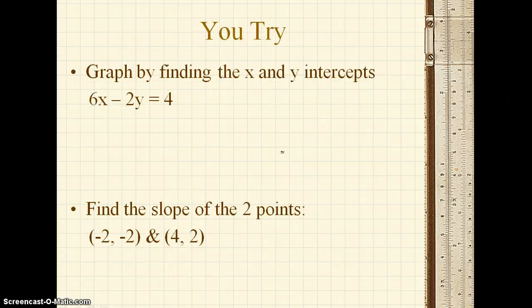So your U-try is to graph the following by, again, finding the x and y intercepts. So 6x - 2y = 4. And then you're going to find the slope of 2 points, (-2, -2) and (4, 2). The slope is just practice for the next video or the one after that.